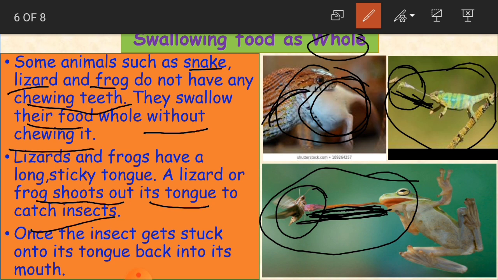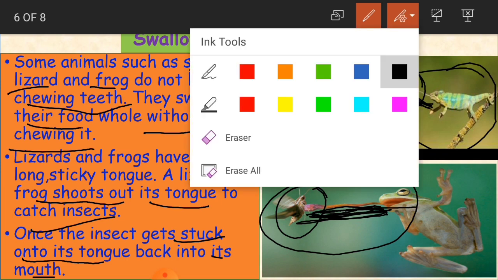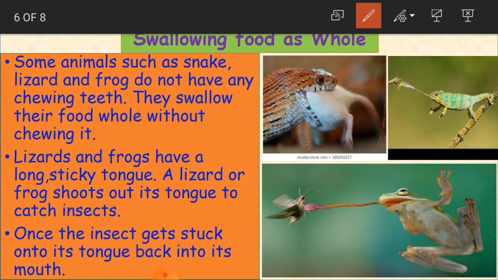So what happens once the insect gets stuck onto its tongue? It will take its tongue back into its mouth. Clear, children? First it will shoot out its tongue, and then it will catch the insect.